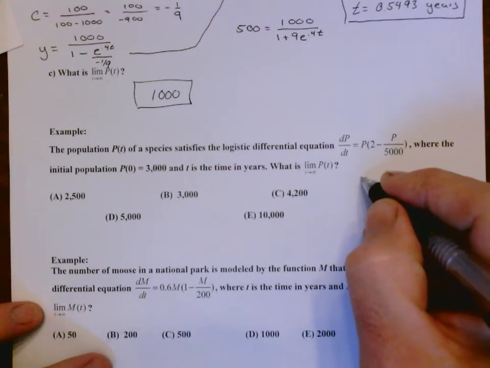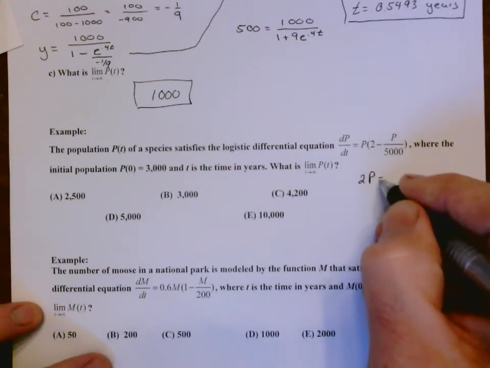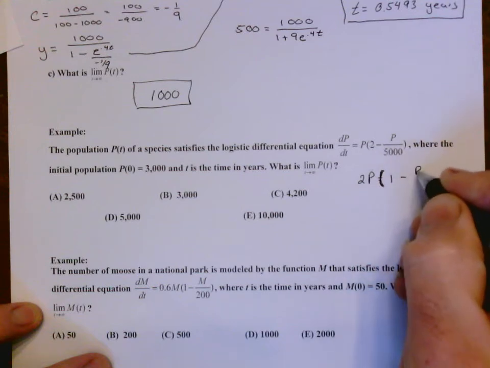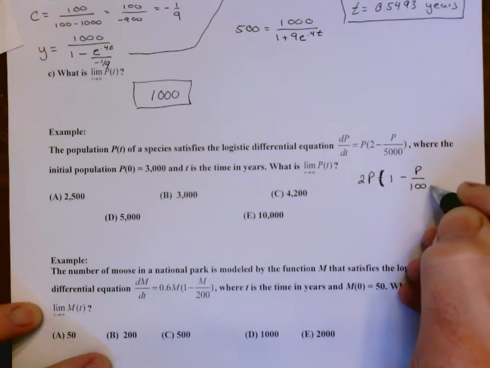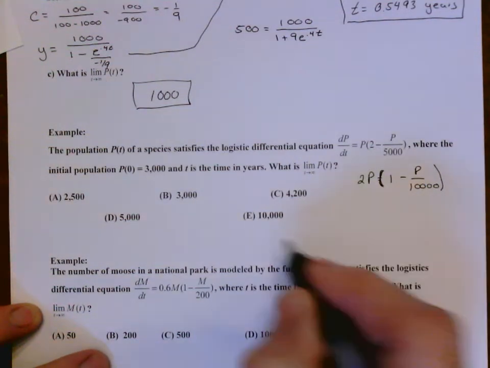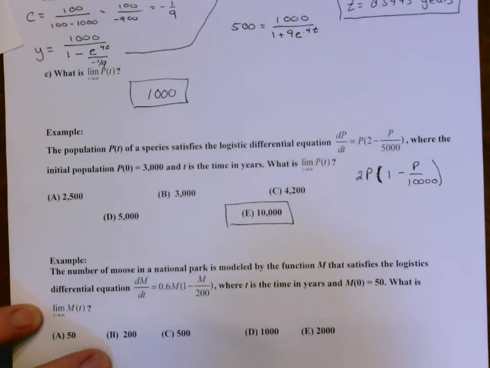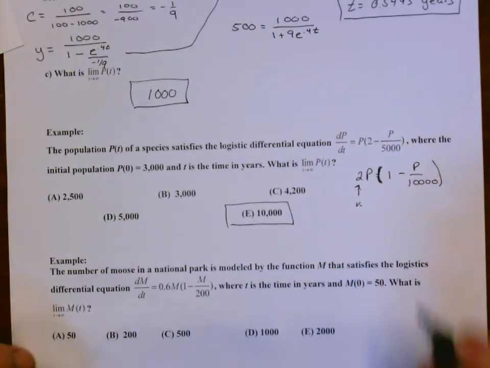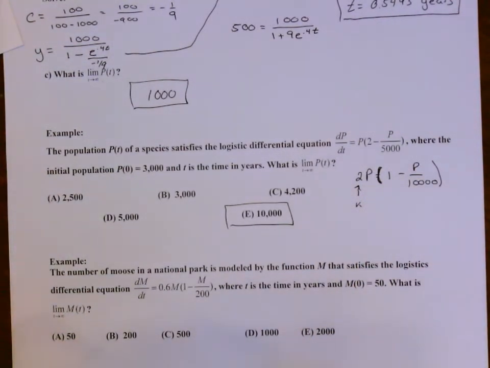So factor out a 2, you have 2p times 1 minus p all over 10,000. And so the carrying capacity is 10,000. Okay, be careful with that. And then notice right here, your k value would be 2. That'd be the growth constant.